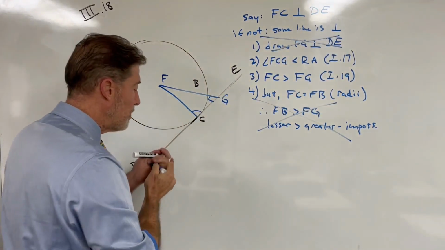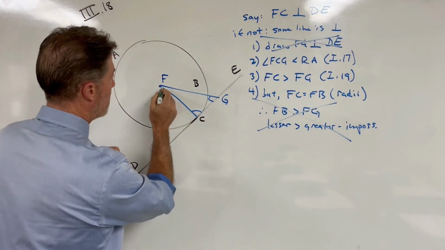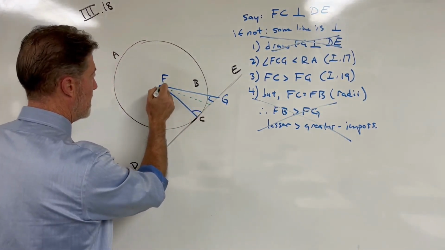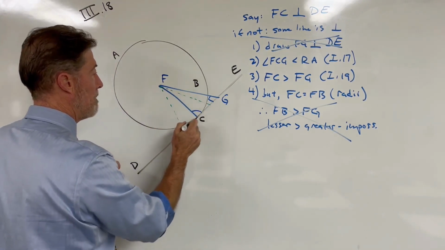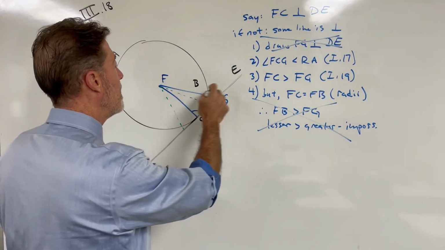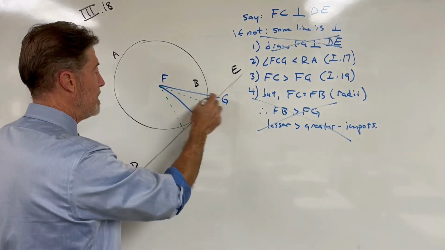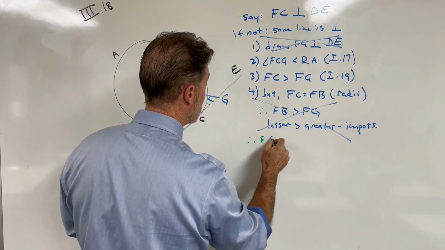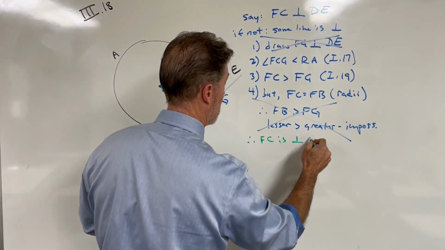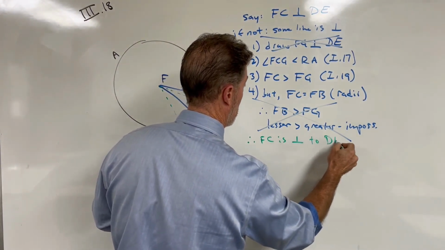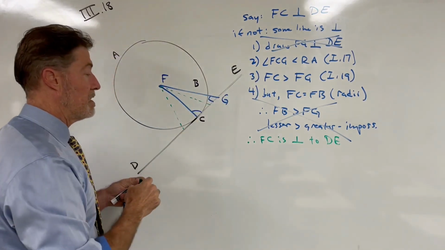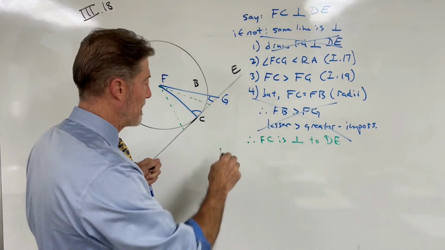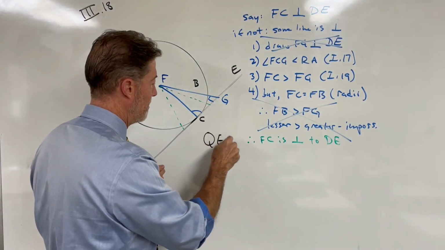And likewise, we can show that any other line that we pick, if we pick a line here, the same absurdity occurs. If we pick another line here, the same absurdity occurs. It's going to occur anywhere we draw FG except at FC. Therefore, FC is perpendicular to DE, our tangent line. And that's, of course, what we're trying to prove. So since we've done that, we conclude with QED.